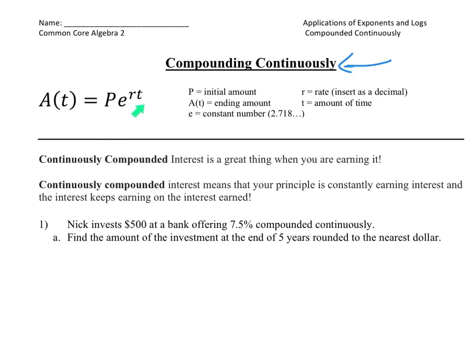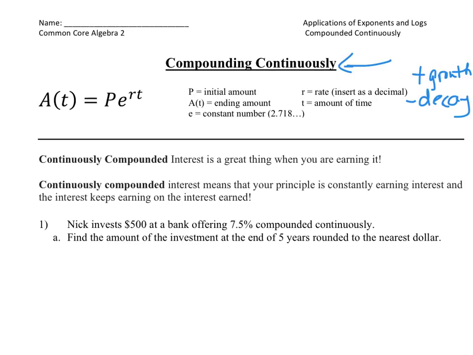So this is just like the formula that we did in the past, but the base is never going to change. So we're going to keep e right there as that number in your calculator. P is the same. It's still the initial amount. R is still the rate, and T is still the amount of time. So R is your rate. It can be, just like in the other formulas, positive for growth and negative for decay. So it's the same idea, it's just a different formula.